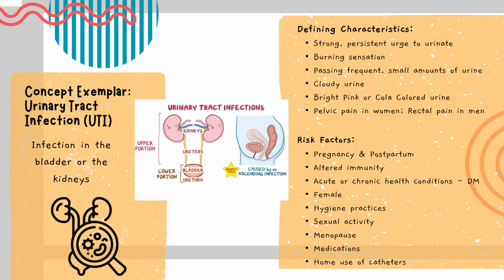Okay, so now we have our concept exemplar. So talking about infection, you will see commonly a urinary tract infection or a UTI. This is an infection anywhere within the urinary system: urethra, bladder, ureters, the kidneys. You do have different types. You may have a lower or upper UTI. It's typically commonly caused by E. coli, which we've said before is coming from that GI tract.